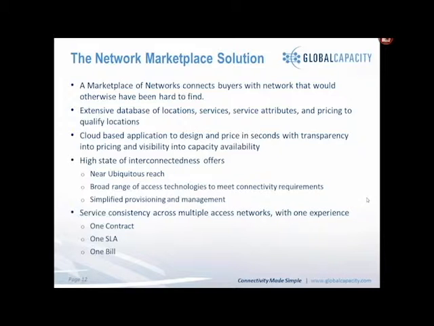Simplified provisioning and management. No matter what solution you choose, you have the same provisioning, the same management, one contract, one SLA, and one bill. And that SLA is going end to end.